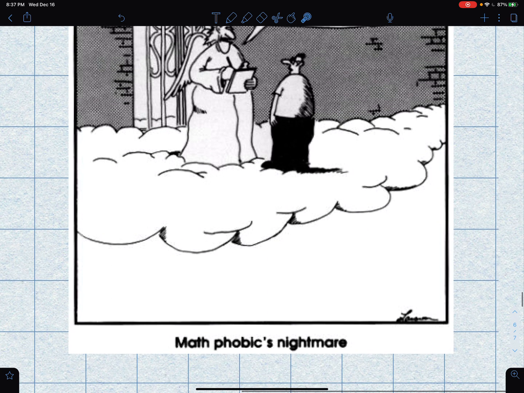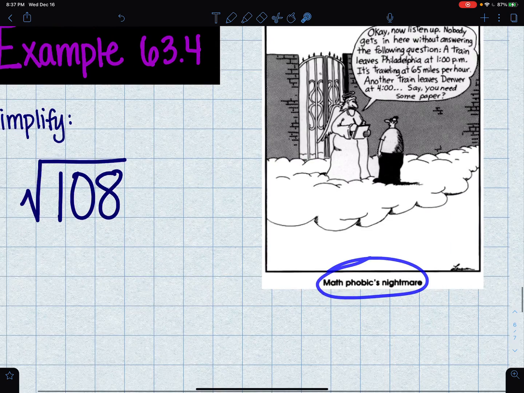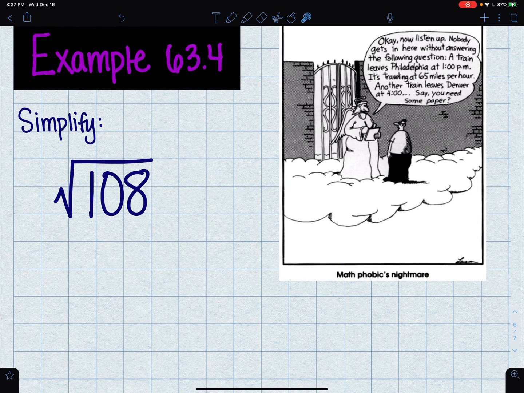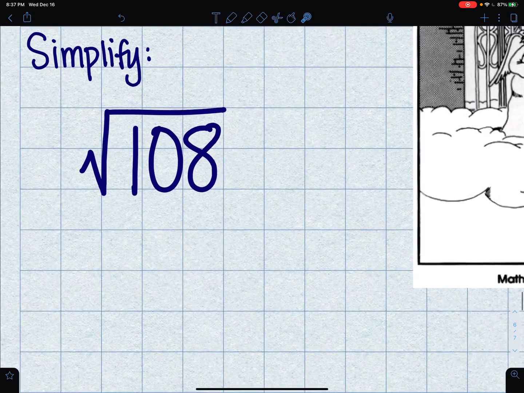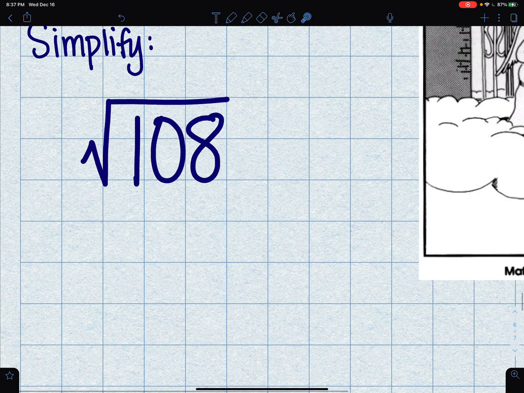That is truly a mathphobic's nightmare. Like, you can't get into heaven unless you ask that question. I thought the question was going to be like, have you been good or something? But that would be much more difficult. All right. Well, I don't know which question I would rather answer. Have you been good or do the math problem? I might do the math problem, actually.